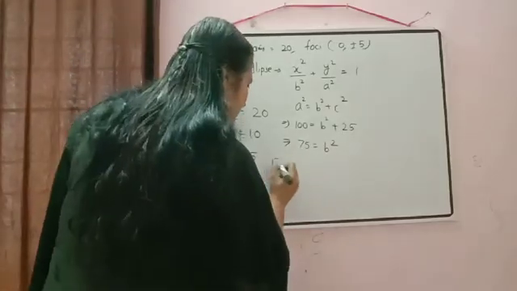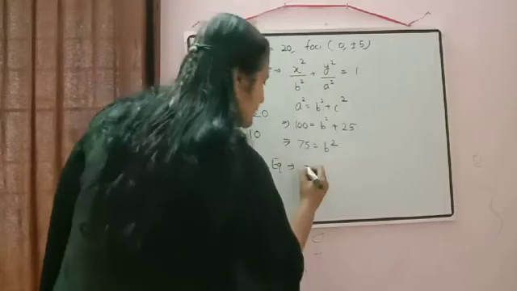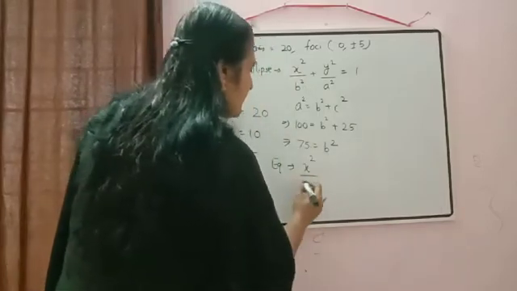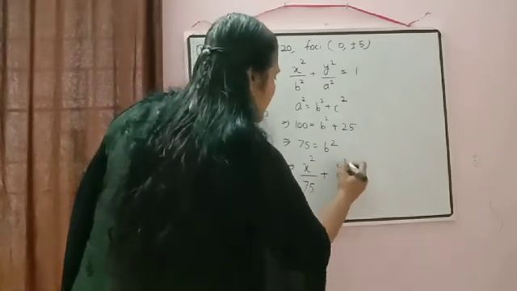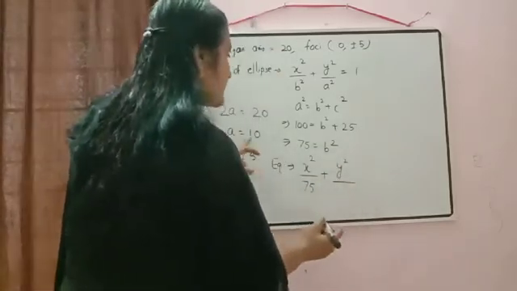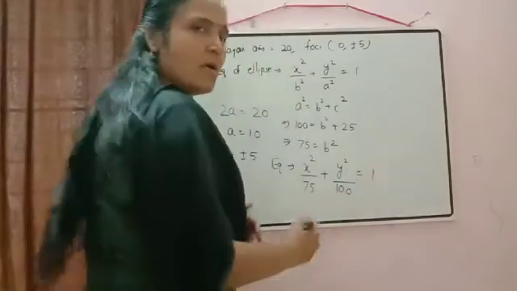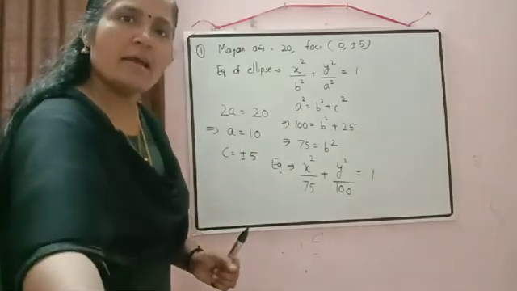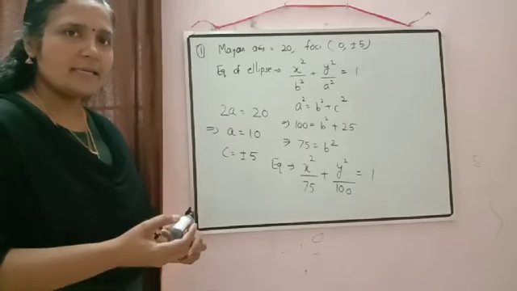So now you can write down the equation. Here we wrote the equation, and there you can substitute the value. Equation of ellipse will be x square by 75 plus y square by a square, and a square is how much? 100, is equal to 1. So this much only you have to do. This is the equation of ellipse we got. So I think this is easy only. You can do it easily.